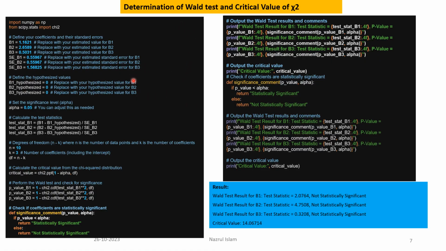And this is the code for determination of the Wald test and the critical value of chi-square using Python code, and these are the results, similar to the results we got in the previous slides.